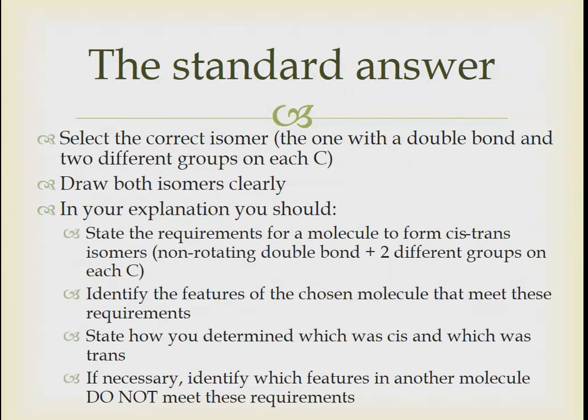Before I get to an example, let's look at the sorts of things you need to put in your answer. If you've been asked to choose which compound, then obviously you need to choose the one with a double bond and two different groups on each carbon. You need to draw them both clearly and accurately. And then you should explain the requirements for a molecule to form cis-trans isomers, in other words, that it has a double bond which doesn't allow rotation in the molecule, and there must be two different groups on each carbon in the double bond. Link the features of your molecule back to that definition. Explain how you've decided which molecule is cis and which molecule is trans, and if you've been asked why some other molecule isn't existing as cis-trans isomers, then explain why.